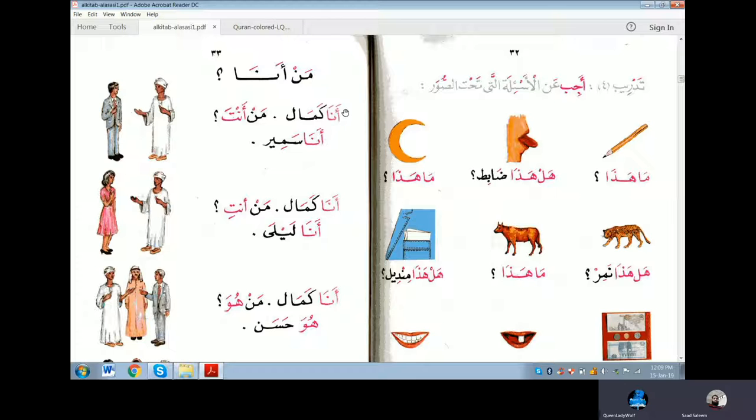Anna Kamalun. I am Kamal. And that's the name, Kamal. Kamal is a name. Man Anta, who are you? Anta is you. Who are you? Anna Samirun. I am Samir.